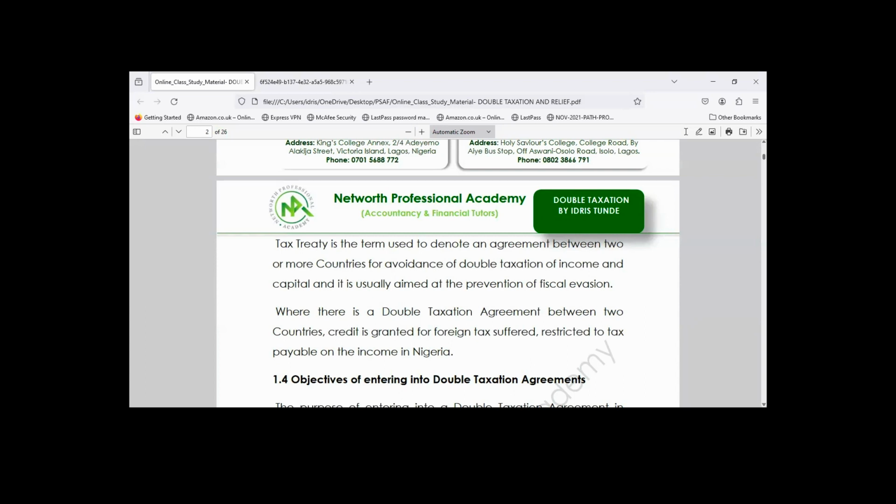You understand? So ECOWAS, West Africa, they signed an agreement among them. That one is a multilateral treaty. They want to avoid double taxation on any income coming from Ghana, which is part of ECOWAS, to Nigeria. They want to reduce the income. So they signed some agreement there. So that is double taxation agreement.